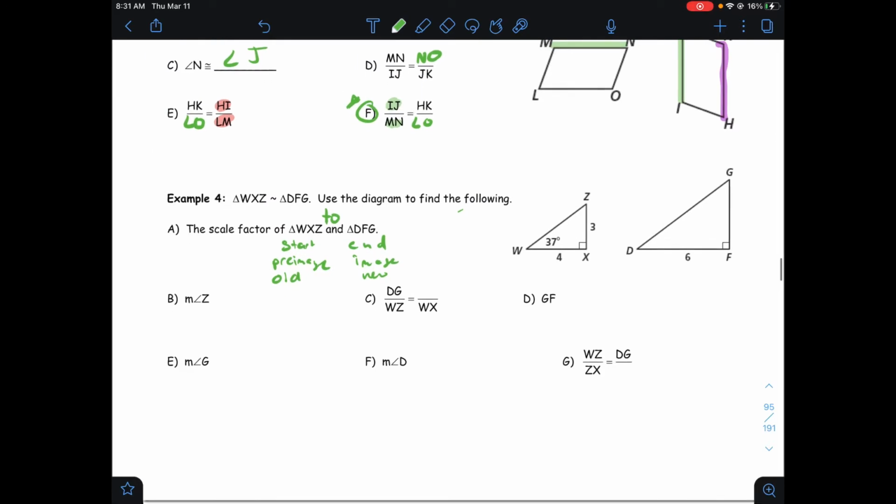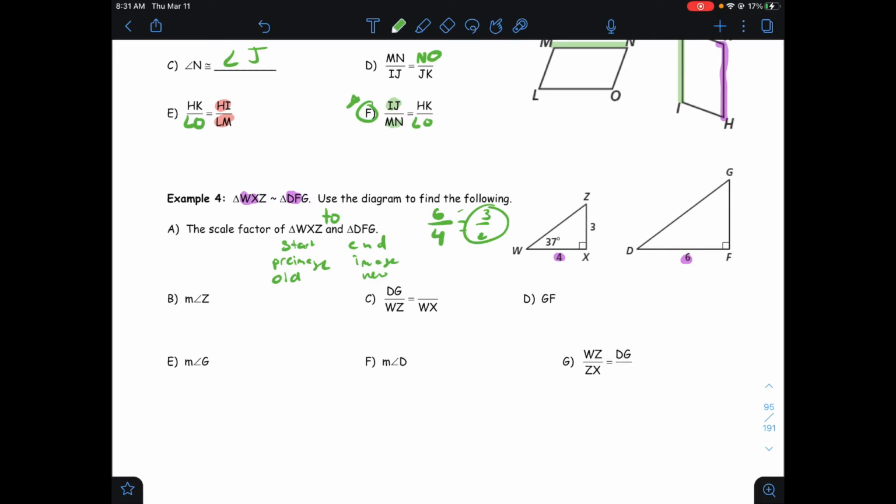So bear with me here. I'm looking and I've got information on WX and DF. And those look like they might be corresponding, but let's just make sure. WX is the first two letters and DF is the first two letters. So that tells me that they are corresponding sides, so I can use them to find a ratio. Now, DF comes from my DFG, which is my image or my new. So that guy's going to go on top. And then my WX is going to go on the bottom because that is my pre-image or my old. So it's going to be 6 over 4. So really your scale factor is going to end up being 3/2.